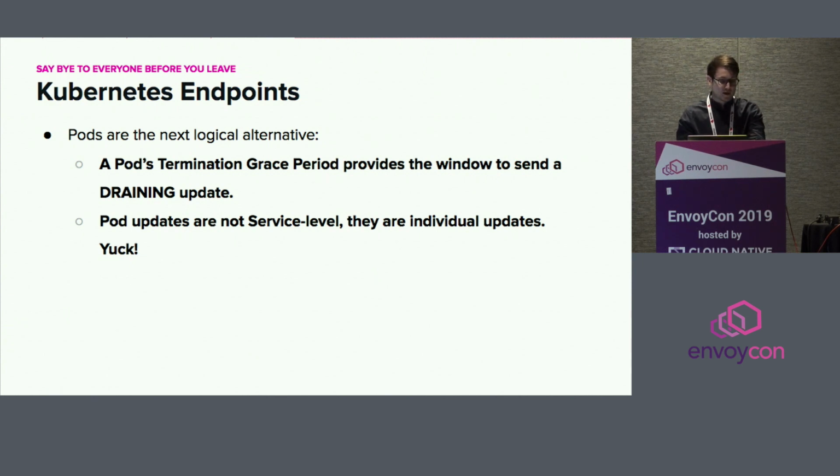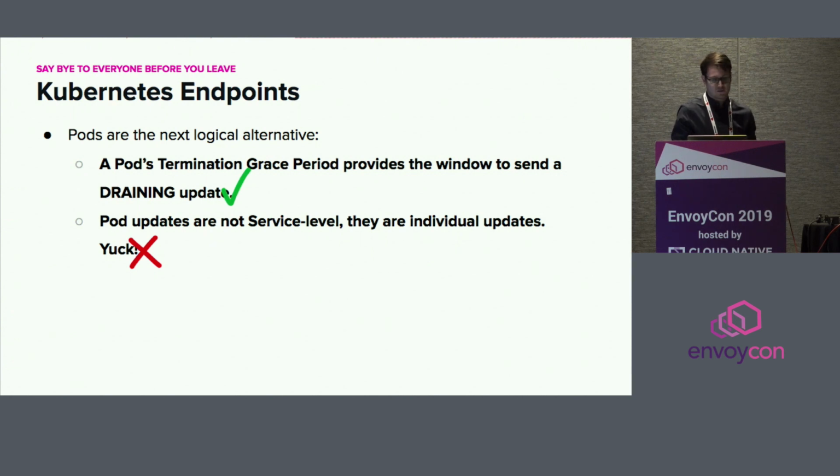So the nice thing about pods is that when they get deleted, they have this termination grace period that you can set. And when that's set, the pod has a deletion timestamp field that's set with the time at which the pod should be deleted. So it's a nice way of knowing that this pod is about to be terminated, and we can send a draining update for pods that we find that have that field set. The annoying thing here is that the pod updates aren't service level like endpoint updates are.